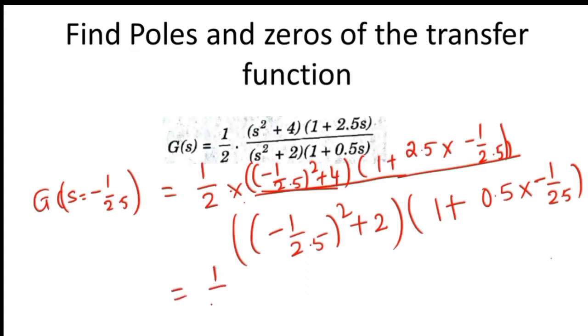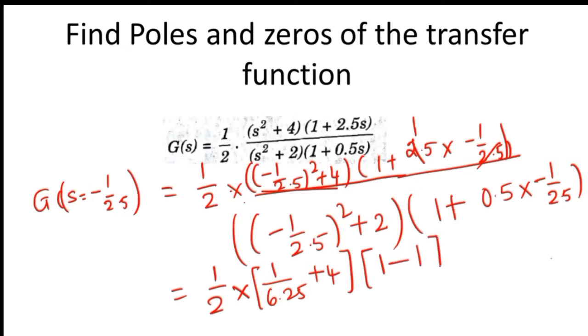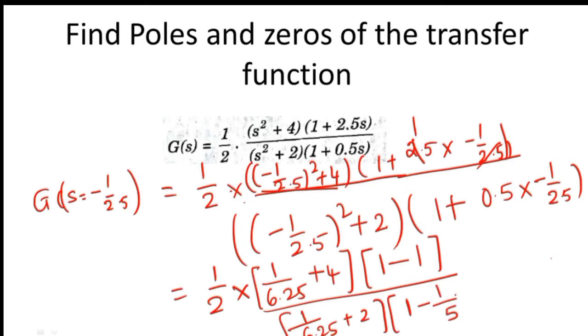So 1 by 2 will remain as it is, into minus 1 by 2.5 whole square, that is 1 by 6.25, plus 4 into 1. 2.5 will get cancelled, 1 will remain here, plus into minus 1 divided by the denominator value 1 by 6.25, plus 2 into 1 minus 1 by 5. 0.5 will go 5 times into 5. So numerator 1 minus 1 is 0. Something into 0 is equal to 0. So we can say that s is equal to minus 1.25 is a zero for the given transfer function.